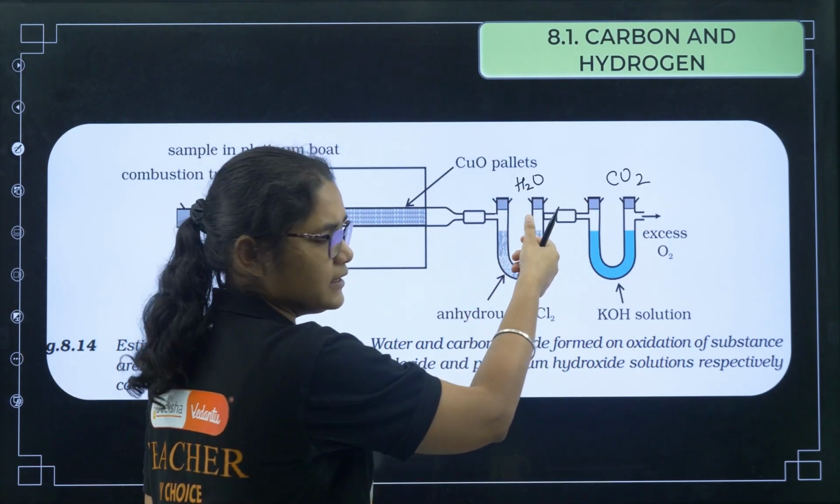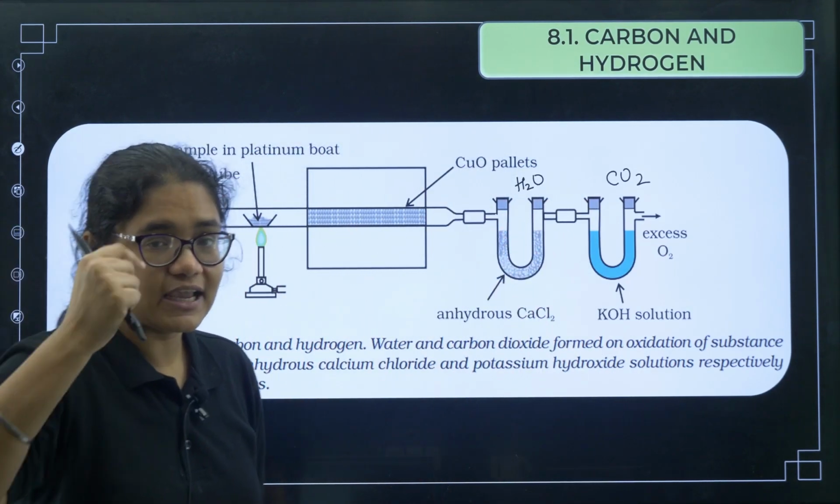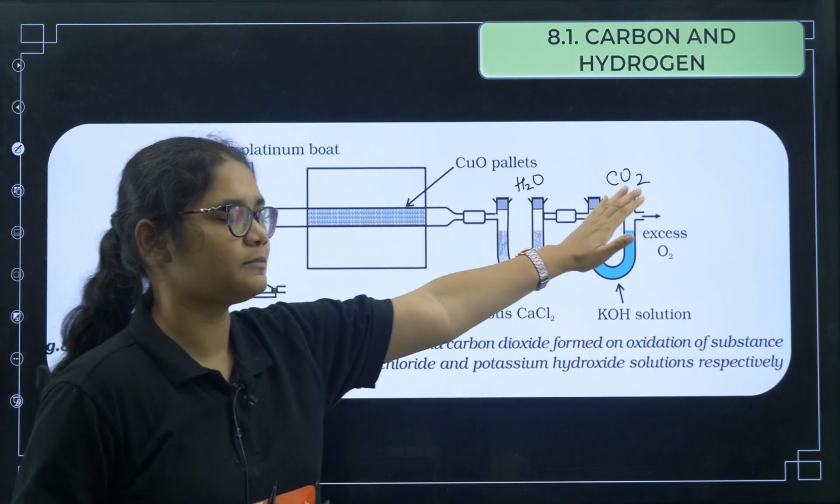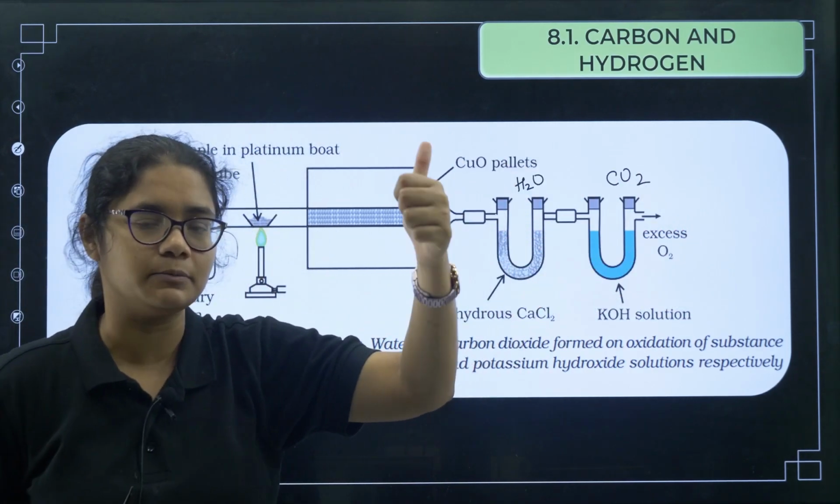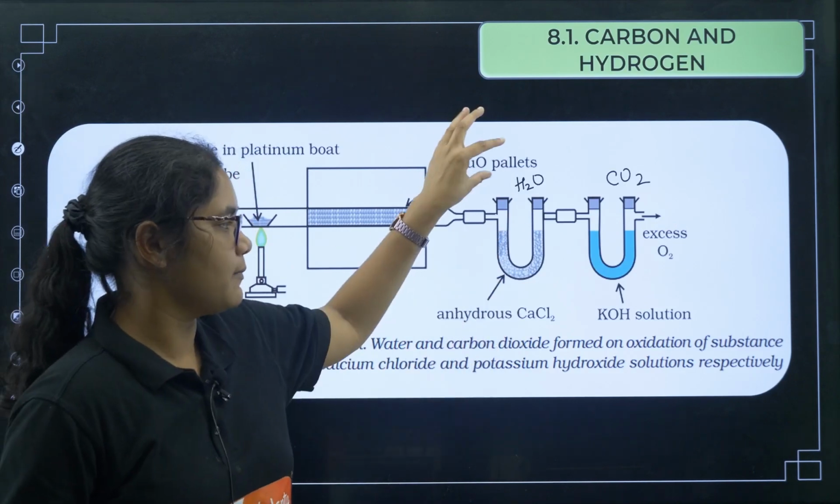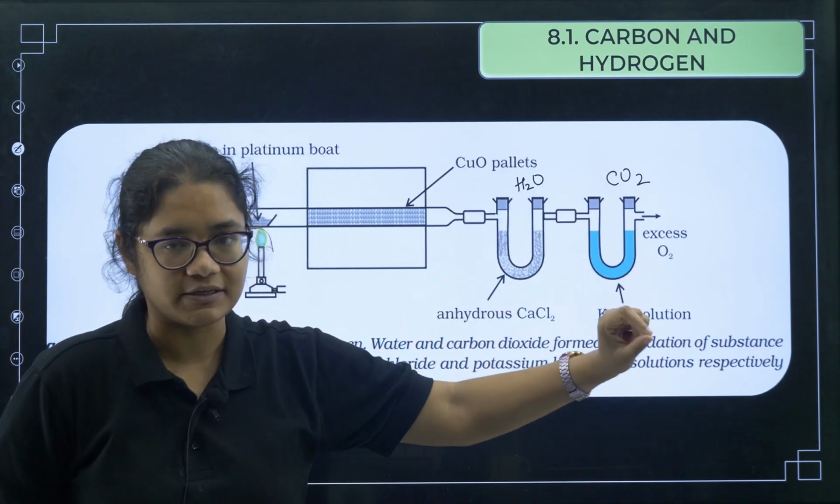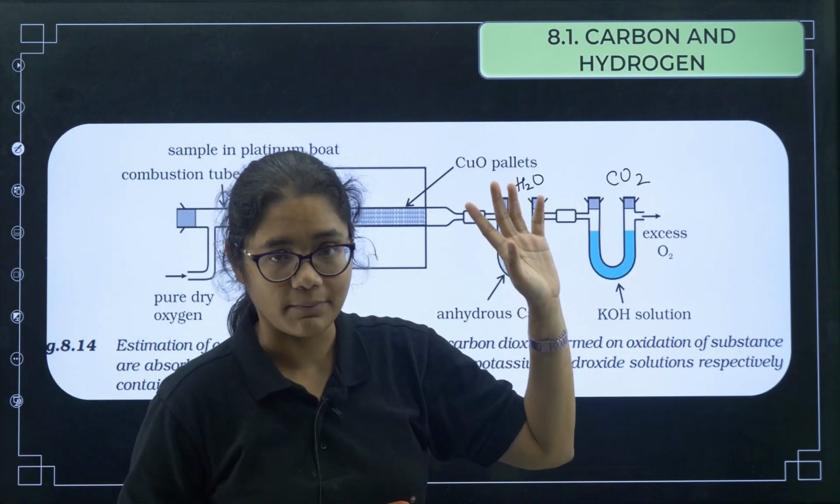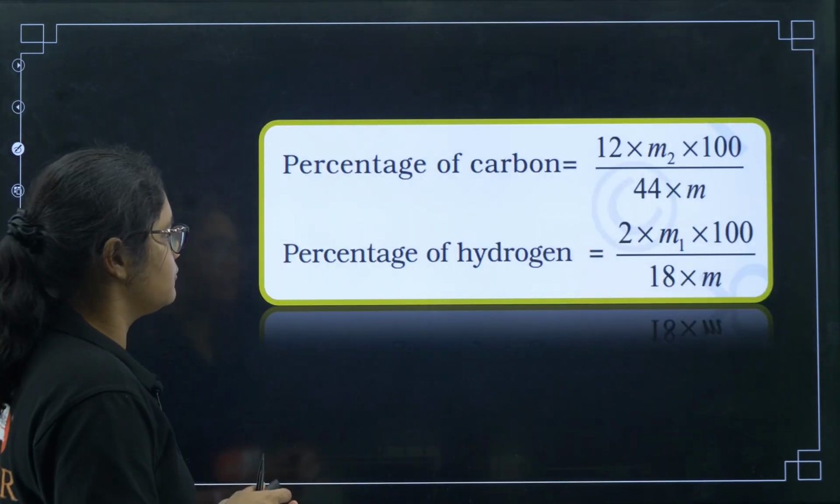Now their masses will increase, right? So the change in the mass of these two will be calculated, and that gives the amount of water and carbon dioxide produced. Based on the amount of water and carbon dioxide, we can predict the amount of carbon and hydrogen present in the organic compound. I'll show you the calculation, it will be more clear.